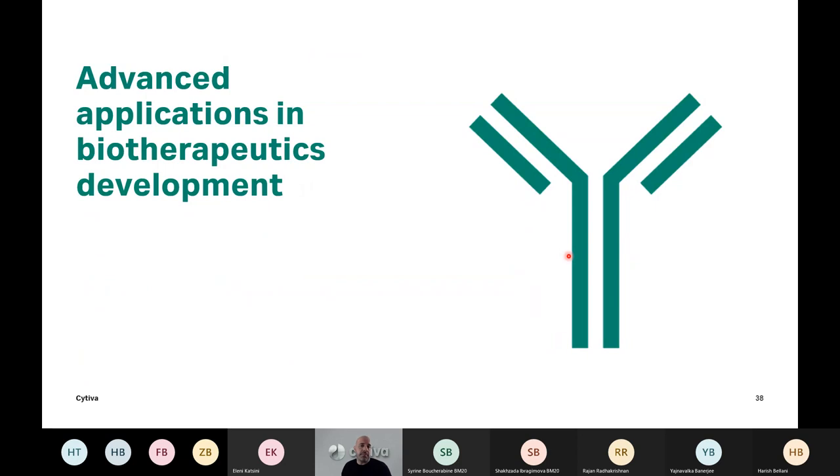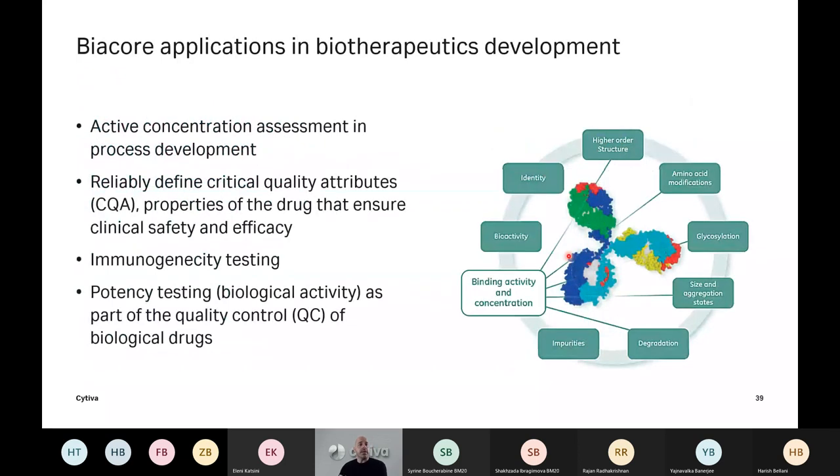Then, if we think of applications of Biacore technology in biotherapeutics development, we can use Biacore to, for example, assess or measure the active concentration of our molecules during all the steps in the process development of the molecules. We can get to know and reliably define the critical quality attributes, or what we call CQAs, of the molecules. So these are the properties of the medicinal molecule, of the drug, that will allow us to ensure that this molecule is safe and efficacious.